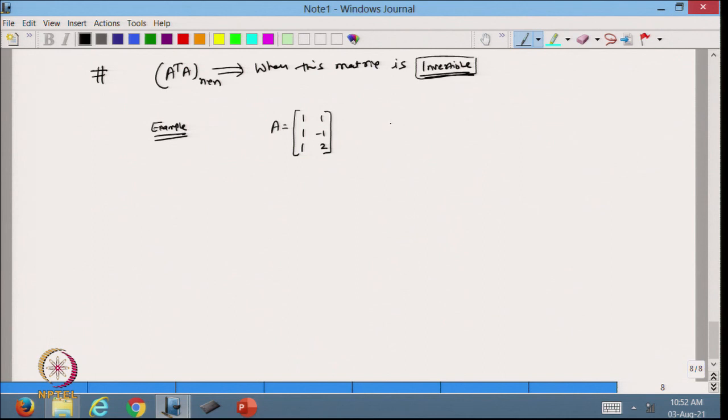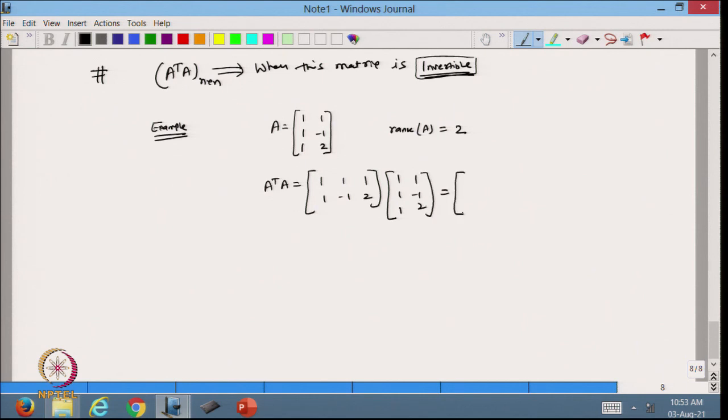So, I can say from here that the rank of A is 2 in this case, because the first column and the second column are linearly independent to each other. We can verify very easily that this vector cannot be written as a scalar multiple of this vector. So, in this case the rank of A is 2. Now, if I take A transpose A, this will be 1 1 1, 1 minus 1 2 times 1 1 1 and 1 minus 1 2.